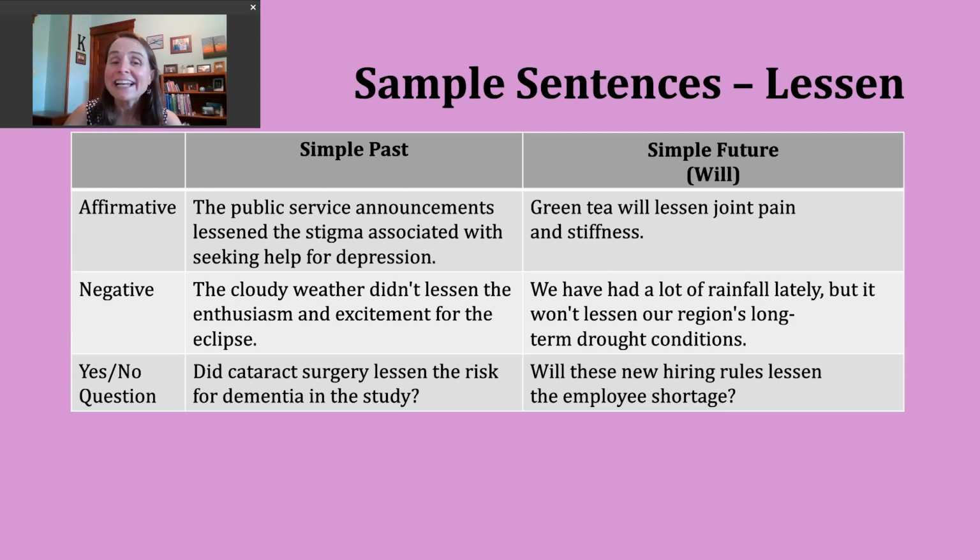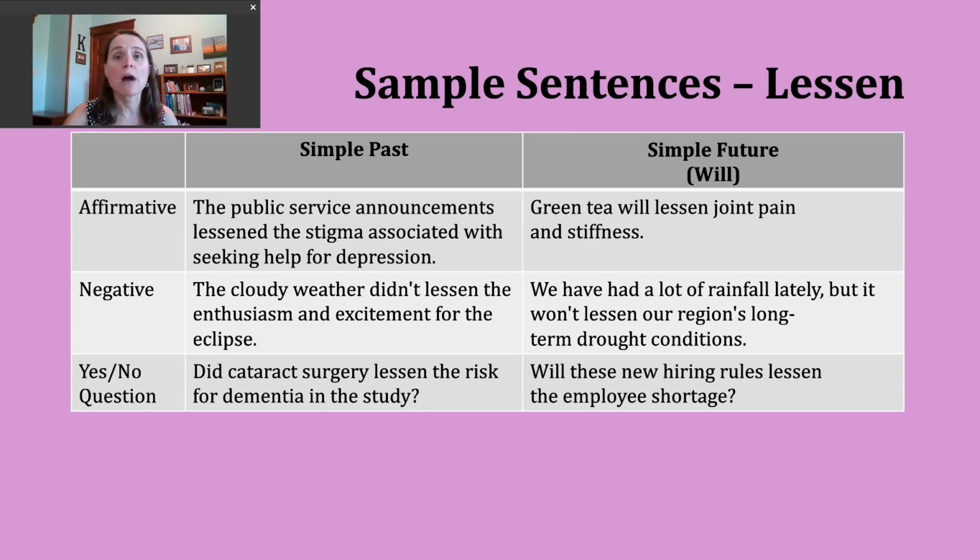Finally, let's look at making a yes or no question in the simple past tense. To do this, I start with did, then I'm going to have my subject, and then the base verb. So again, no ed form of the verb. The only time I'm using that ed form is in the affirmative. Let's take a look at another example. Did cataract surgery lessen the risk for dementia in the study?